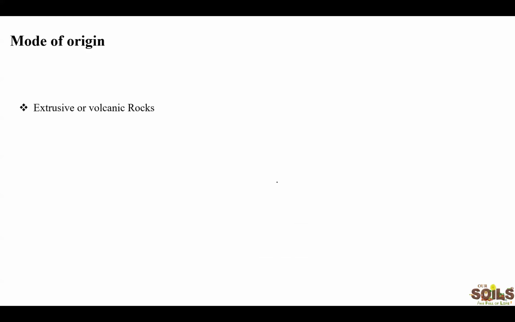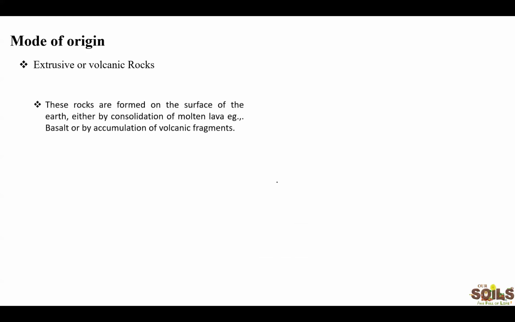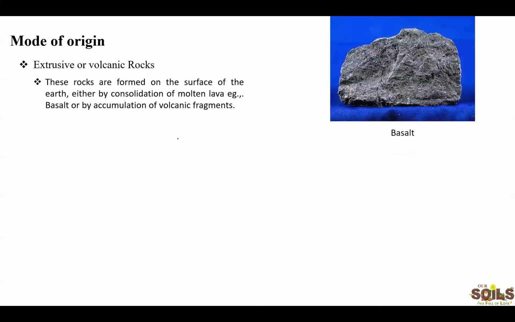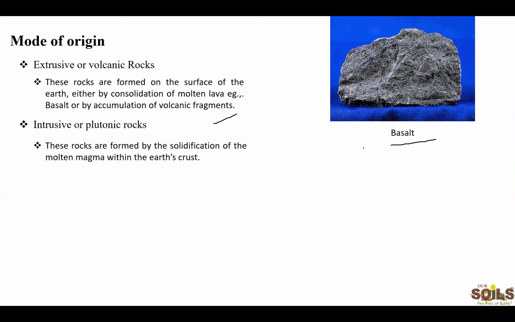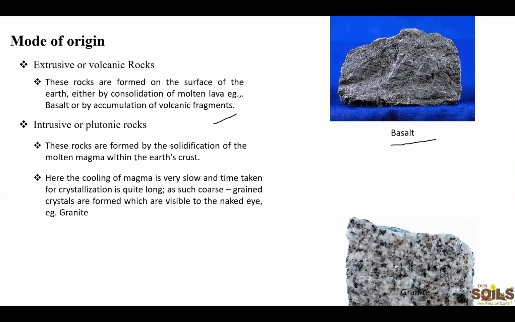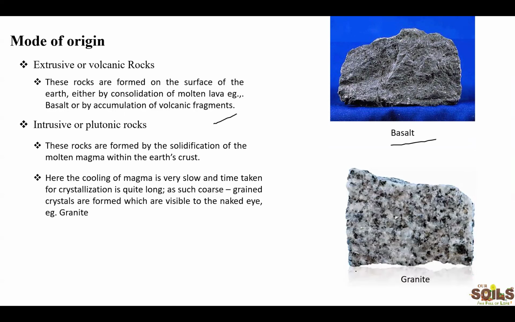Now let us see the mode of origin. This is what I wanted to explain to you, for your preparation purposes. An example of an extrusive rock is basalt. Intrusive rock is also called plutonic rock, and an example is granite. Extrusive rocks are called volcanic rocks, and intrusive rocks are called plutonic rocks. This is the example of extrusive and intrusive based on the mode of origin.